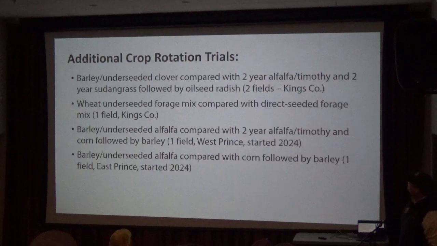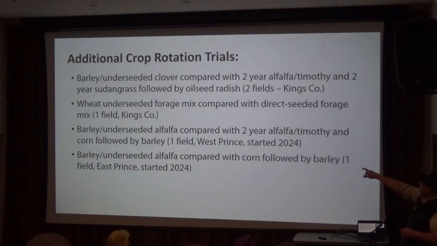So the first one, that's with Macaulay. So we're looking at barley underseeded clover versus 2 years alfalfa and Timothy direct seeded versus 2 years of annual crops. So Sudan grass the first year and radish the second. And so we had one field set up in 2023 that's going to be potatoes this year. Another was set up last year, it's going to be potatoes in 26.